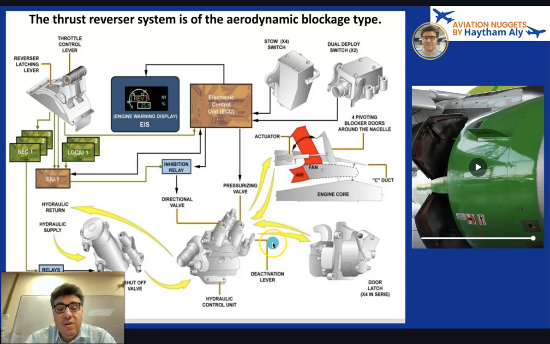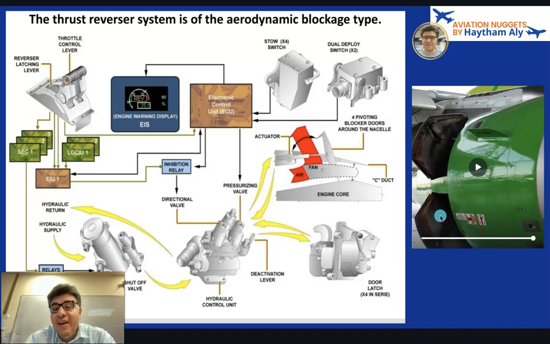The main component of the thrust reverser system is the hydraulic control unit, which has a pressurizing valve and directional valve. For deploy only, the ECU needs to energize the directional valve. In any other circumstance, if the ECU energizes the pressurizing valve only, the pivoting blocker doors will go to the stow side. The hydraulic will go to the stow side of the actuator and assure that the pivoting blocker doors are stowed. So what about the latches on the doors?